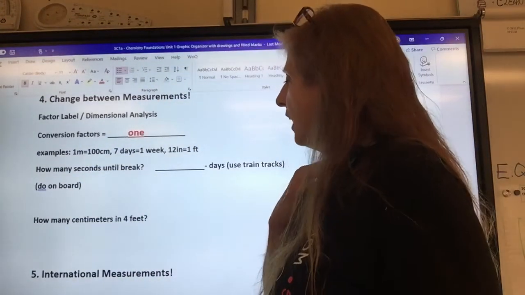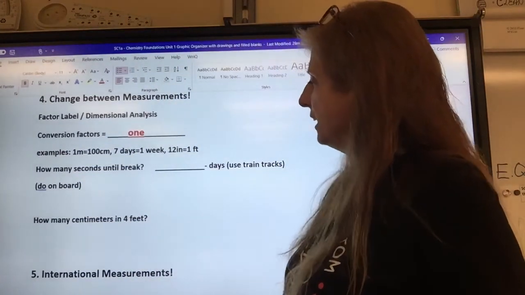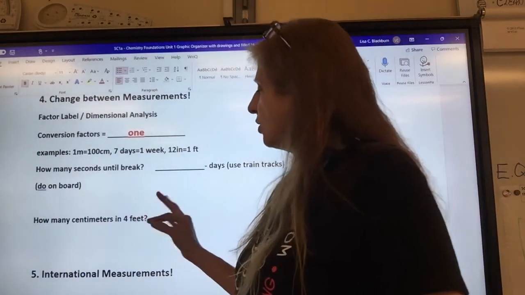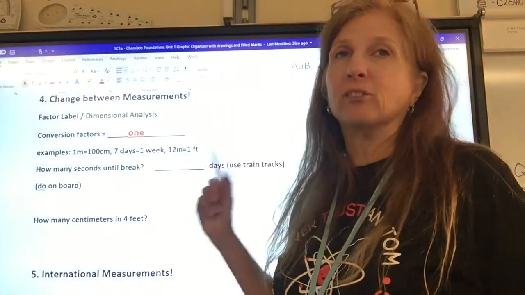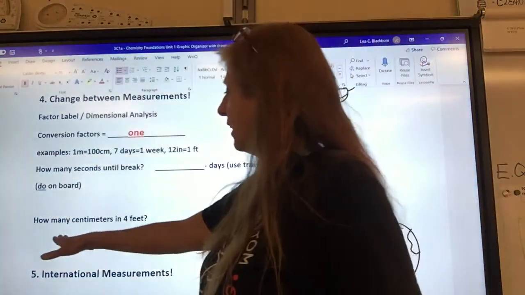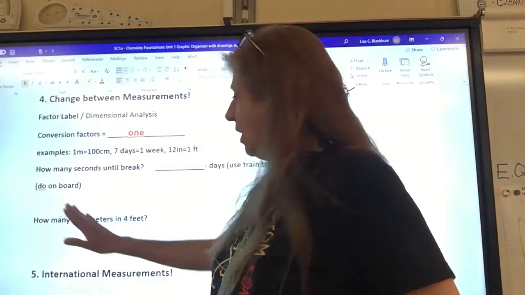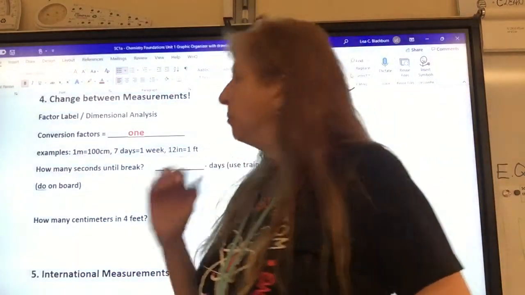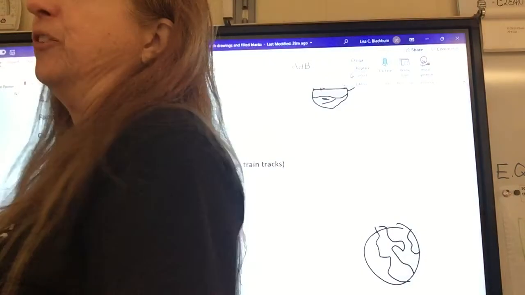All right, so here's another one you could try. How many centimeters are in 4 feet? There's 2.54 centimeters in an inch. So you would write 4 feet on top. And we don't know how many centimeters are in 4 feet, but we do know how many inches are in a foot. Do you know that?